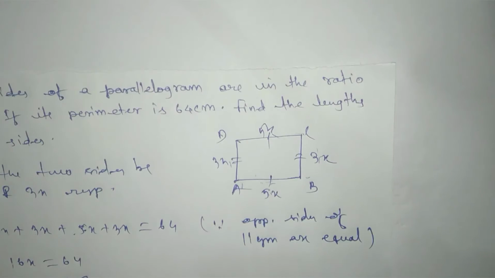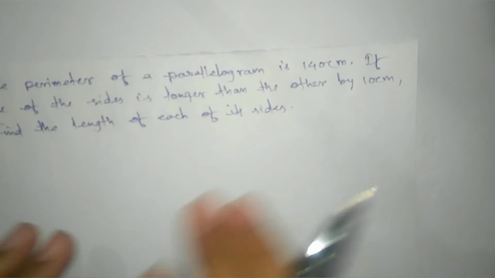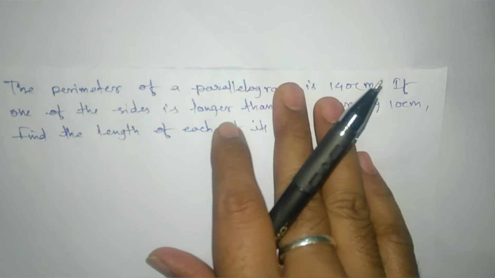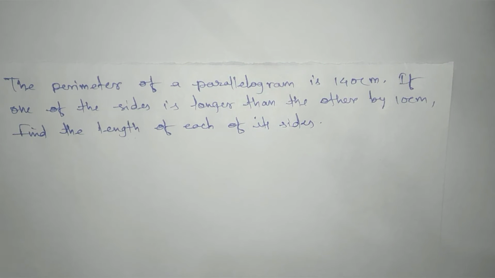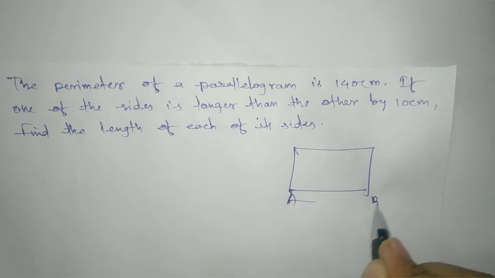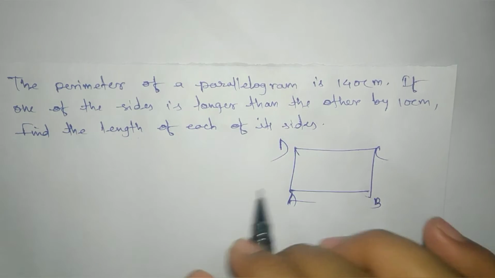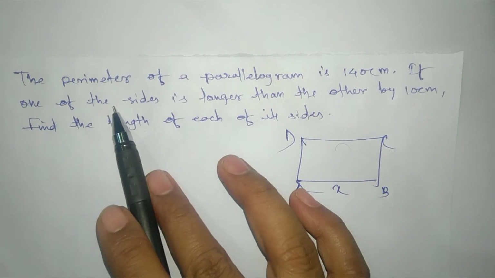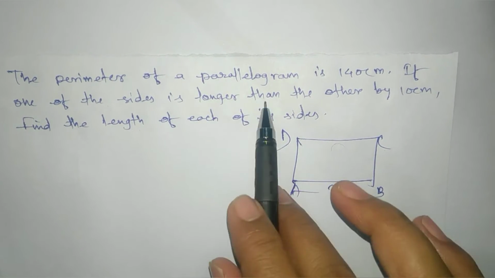Next question, 7th number. The perimeter of a parallelogram is 140 centimeters. If one of its sides is longer than the other by 10 centimeters, find the length of each of its sides. If we take a parallelogram ABCD once again, if we give one of them the name x, the other will be what? One of the sides is longer than the other by 10.